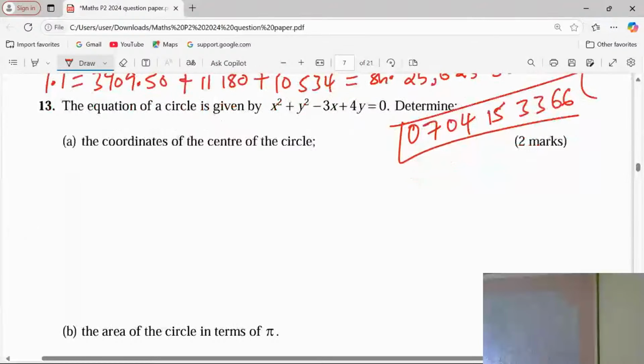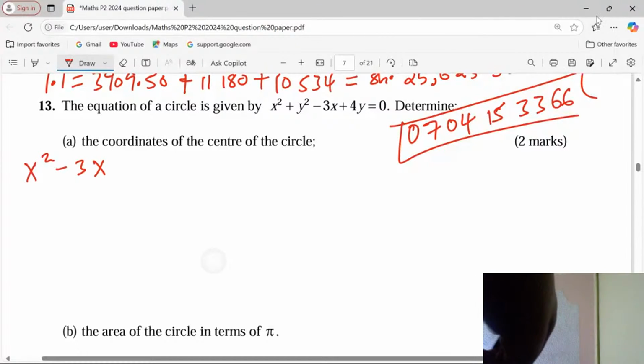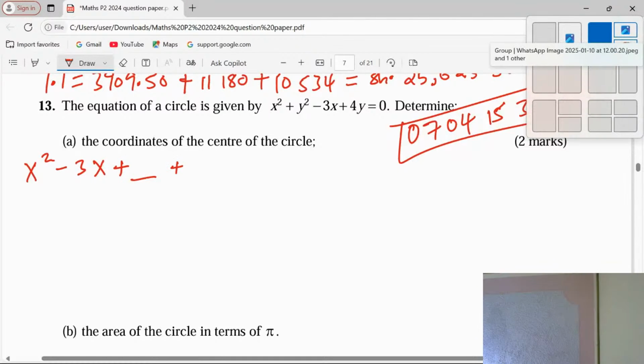To finish up, we can look at number 13. The equation of a circle is given by x squared plus y squared minus the center of the circle. We're supposed to, first of all, expand this expression. So we're going to have the x function, x squared minus 3x. Then this x component is supposed to be made a perfect square, so plus a known quantity.